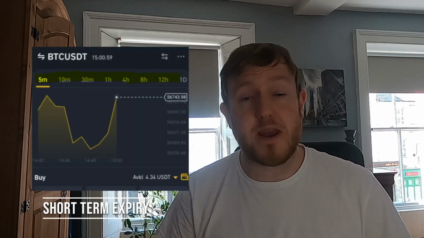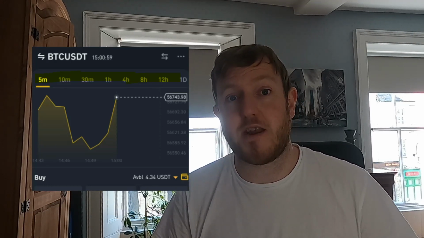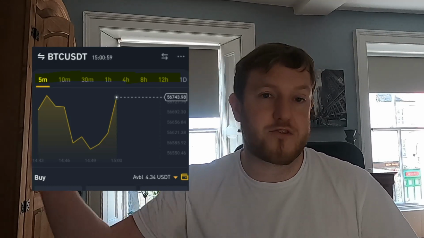The second key difference with Binance options is they have very short-term expiration dates. You can buy options with expiration dates within 5 minutes, 10 minutes, all the way up to 24 hours. This is quite different to traditional options which may have an expiration date of 100 days in the future.